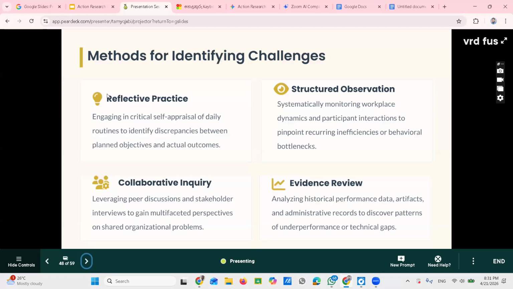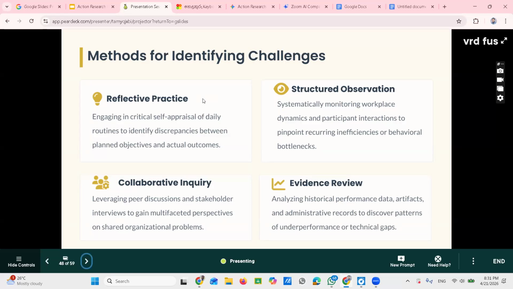Here are some ideas for collecting or identifying problems. The first one is reflective practice. Then structured observation, collaborative inquiry, and evidence review. These are the 4 main things you can do to identify the problem.